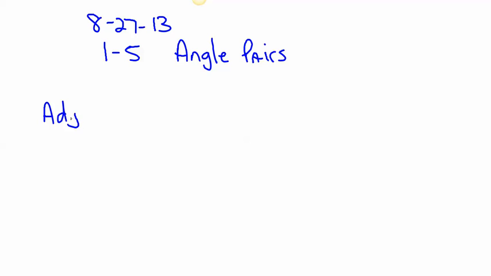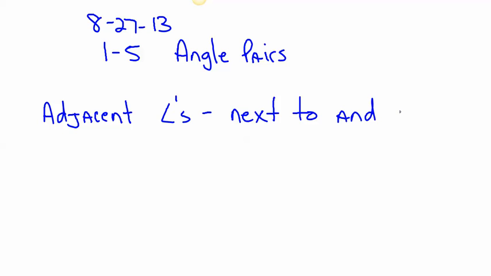Chapter 1, Section 5, and this is angle pairs. All right, first definition, adjacent angles. We're going to use this for angles, the angle symbol with apostrophe s. Adjacent angles are next to each other, next to, and share a side.